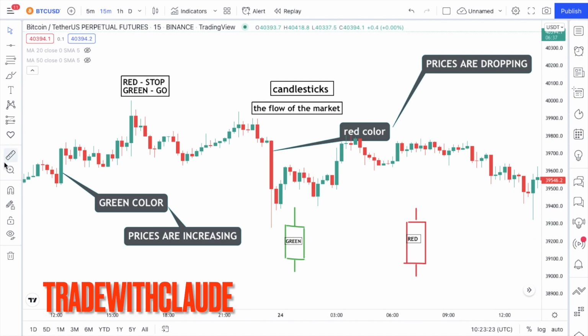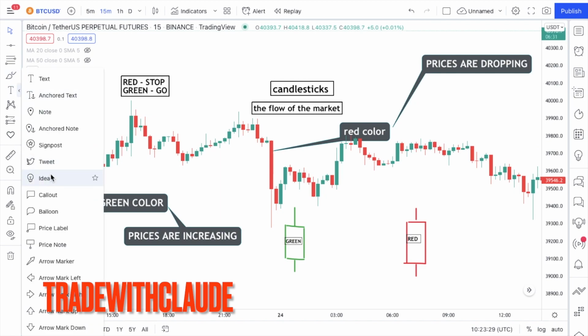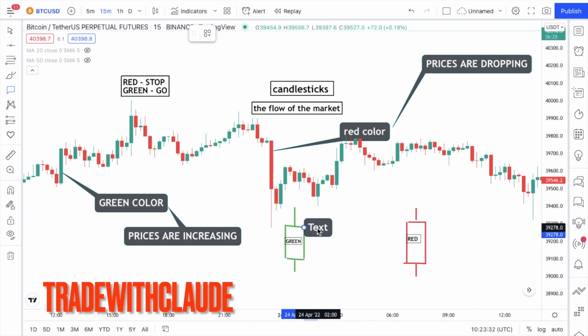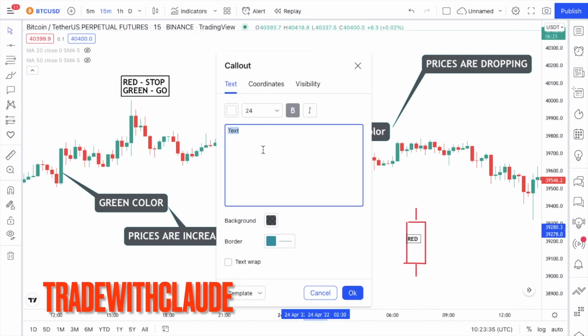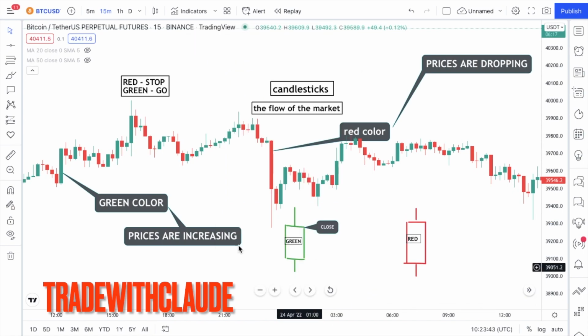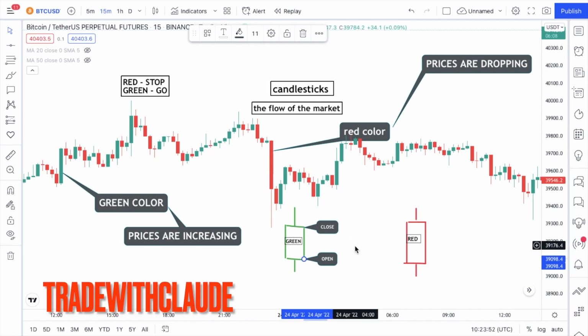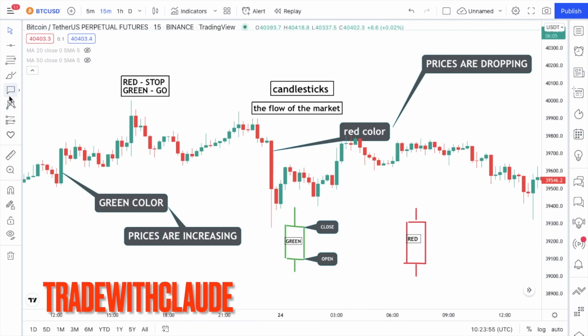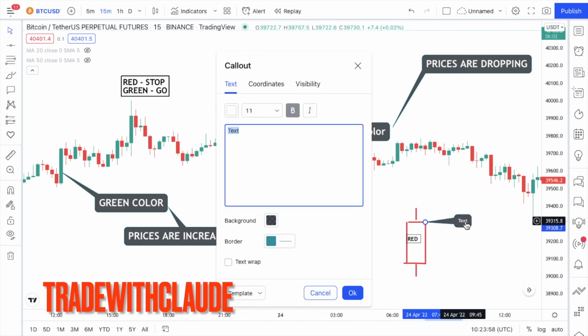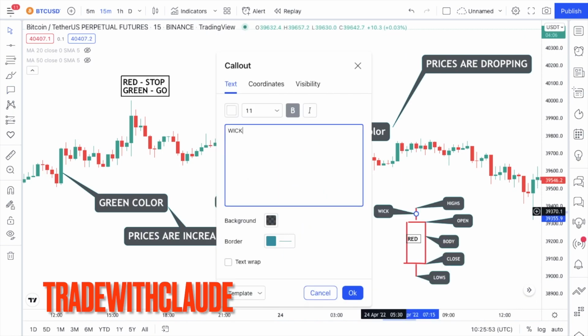In every candle, I have to label these candles. When I label them, I have to call them out so we'll understand what it means. I will call this out. This is close. I will reduce the size to maybe 11. So this is a close. This is an open, OPEN. I'll also do this now. This is an open, and WICK.